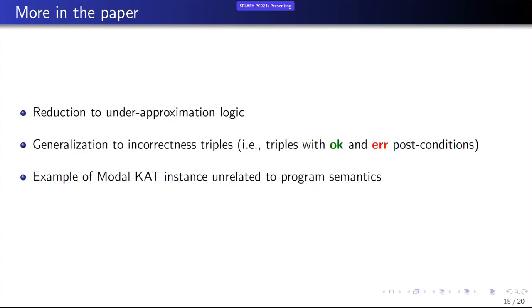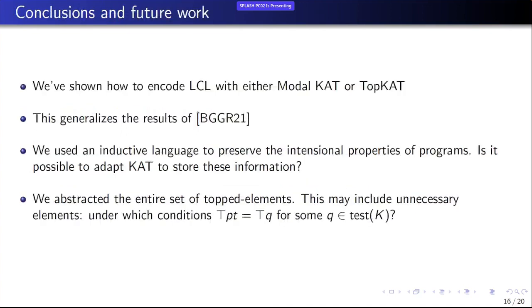We have also generalized the logic to include incorrectness triples, so triples in which there is both an OK and an ER postcondition. And finally, we have also provided an example of a model of this algebra, which is not related to program semantics, just to show that this whole idea of using a KAT is also useful in different domains.